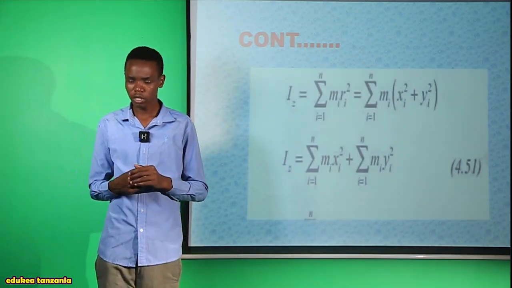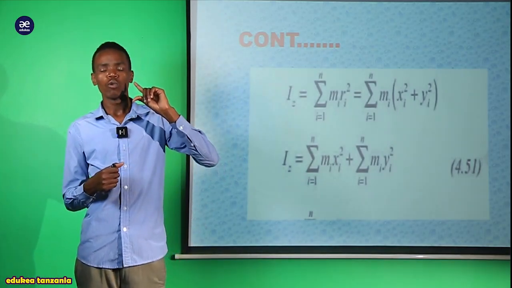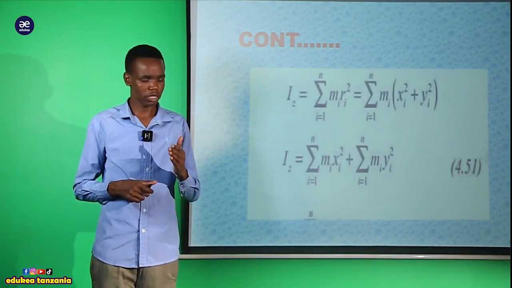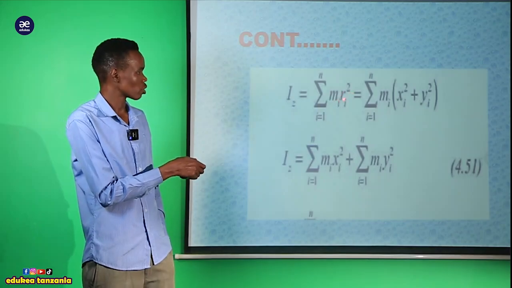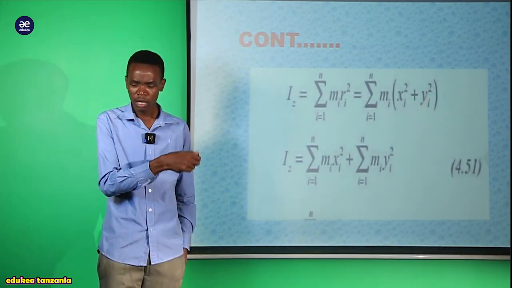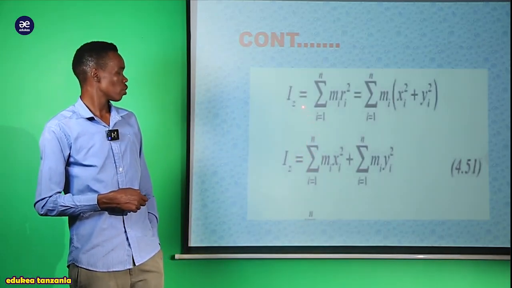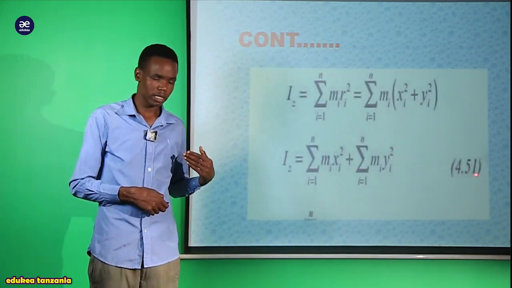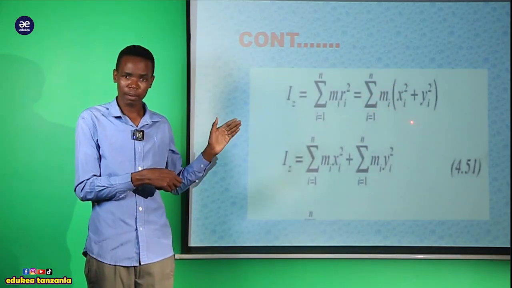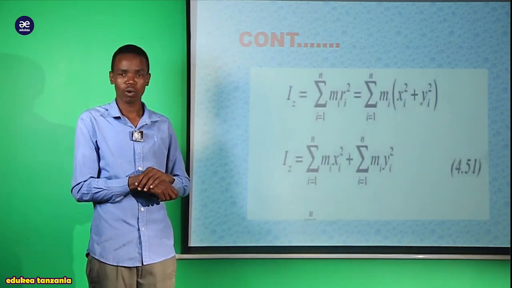But we know that r square we have obtained is equal to x square plus y square. Now we are supposed to substitute r square equals to x square plus y square. If we substitute here, we should obtain that the moment of inertia along the z axis must be equal to the summation of the mass mi times xi square plus yi square.